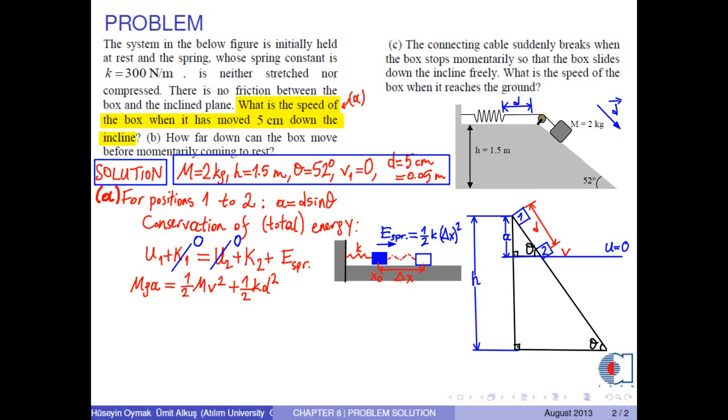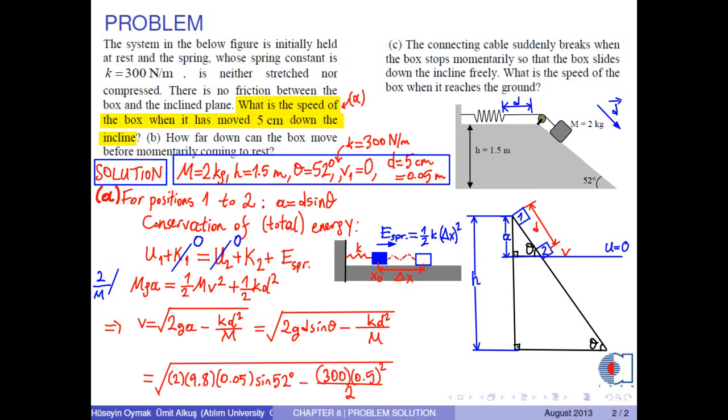From this equation, we can have an expression for the speed at point 2. Here, A is equal to d times sine theta. Now, we substitute the numerical values into this equation. Therefore, we obtain approximately 0.63 meters per second.